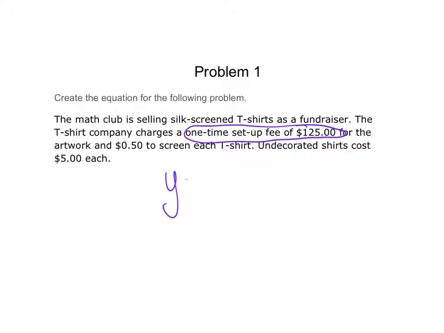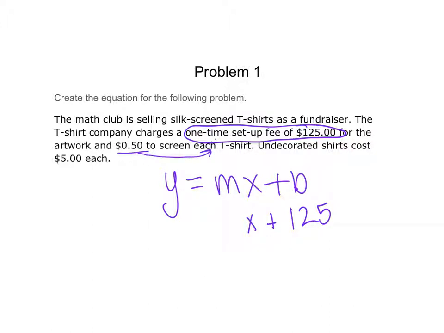So in my formula, y is equal to mx plus b. My y-intercept is where I start at. Our starting point is at 125. Now we need to find our slope. Well, we know that it's going to be 50 cents for each shirt, and it's going to cost us $5 for the undecorated. So that means that every time we get a shirt, we're going to be paying 5, plus we got to screen it. So our slope's going to be 5.50x.